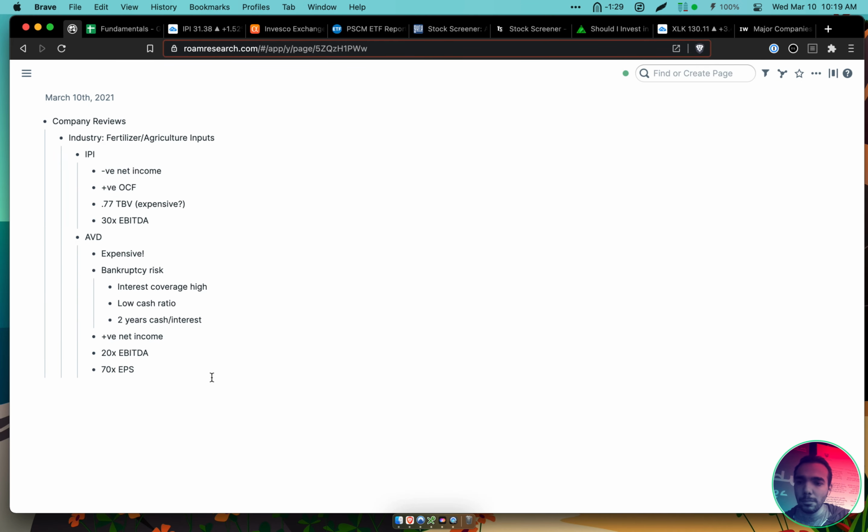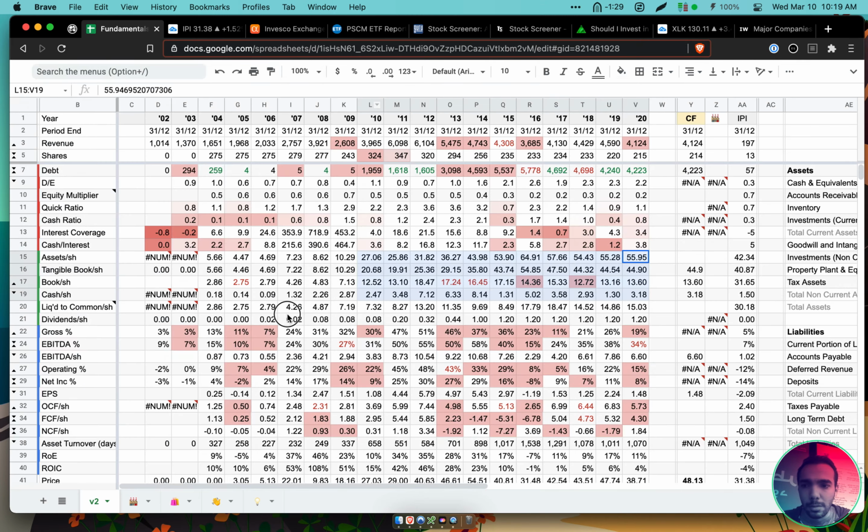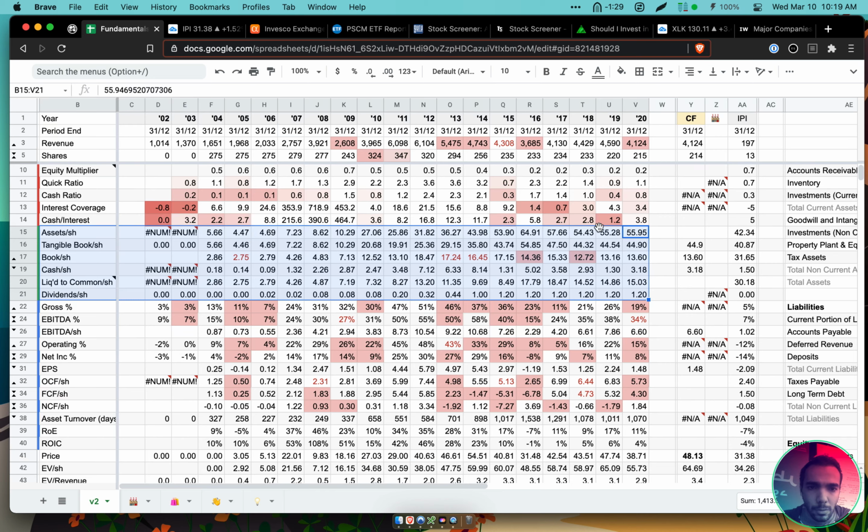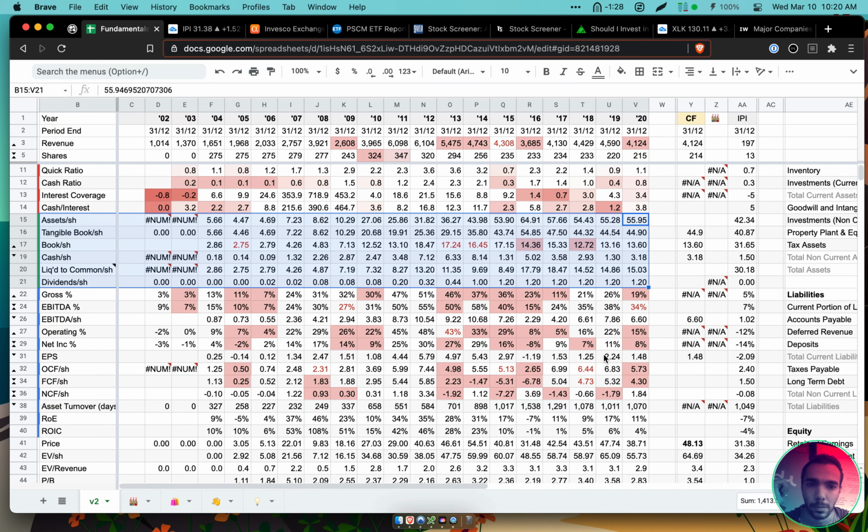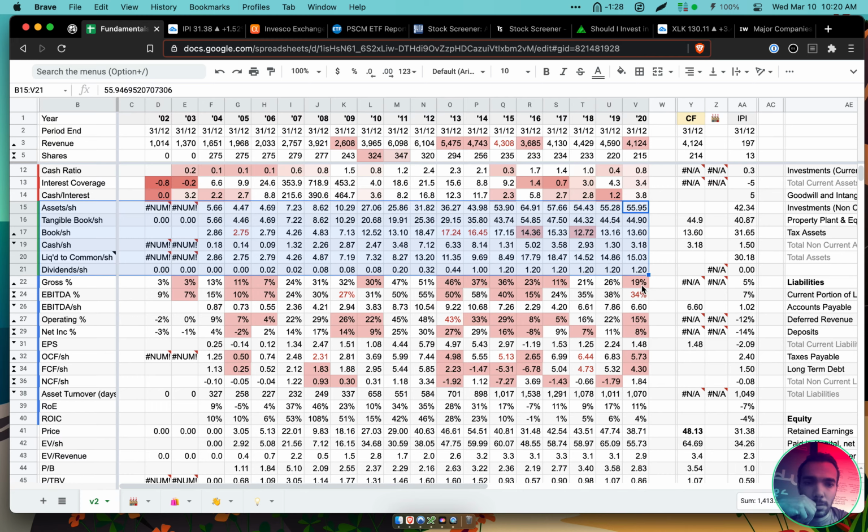CF. I like what I'm seeing here. Okay, let's see what they have. 44. Intangibles are pretty high. Book is growing. It's 13 per share. Cash is 3 a share. Liquidation of common is 15. Okay, very nice. Dividends, 1.2. Dividends have been going up for a while. Wow.